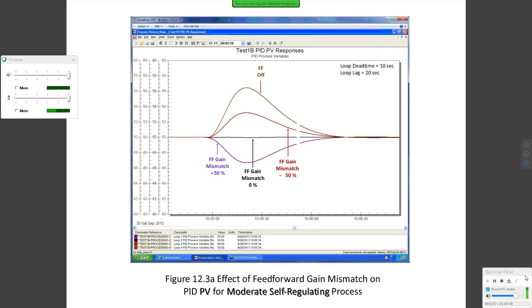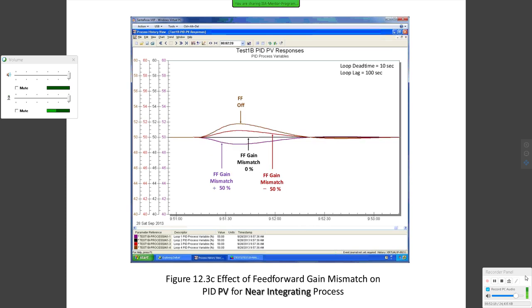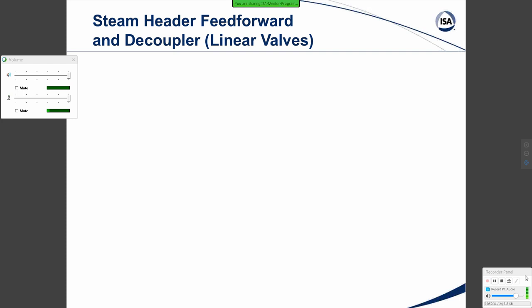We don't get the full value of the feed forward, but we have not as good performance as we got, of course, with the perfect dynamic compensation. And here we see a similar situation, but to a lesser degree, for the near integrating process where the loop lag is 100 seconds, loop dead time is 10 seconds.